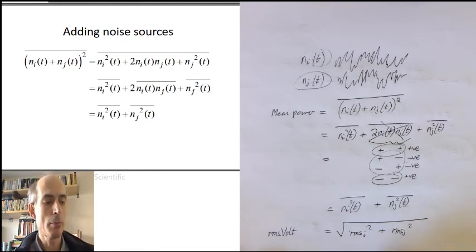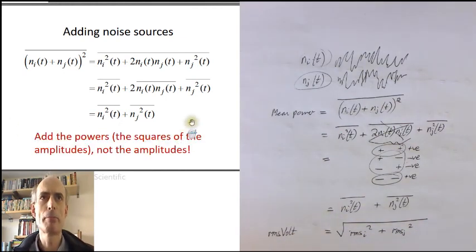We take the RMS voltages, square them, take the square root of the sum of those, and that is the RMS voltage of the resultant noise. Key takeaway thing to remember: if you're adding noise sources, always add the powers, not the amplitudes.